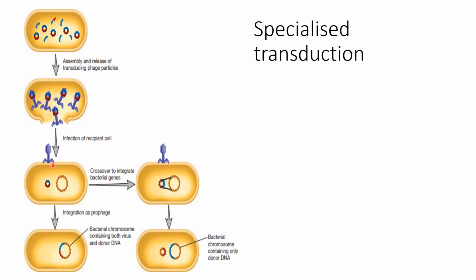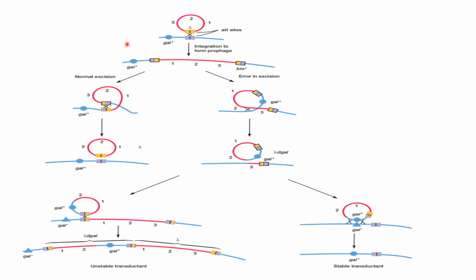But why is it called specialized transduction? The reason is, as I said, only those particular DNA fragments that are present next to the prophage. Prophage is the viral DNA which is in integrated form with the bacterial chromosome, isn't it? So only those bacterial DNA which are present next to the prophage DNA will be transferred here, not any other fragments of DNA. And that is why it is called specialized transduction. Now, for those who want to know more about specialized transduction, I have included this slide. For others, you may omit this slide if it is confusing.